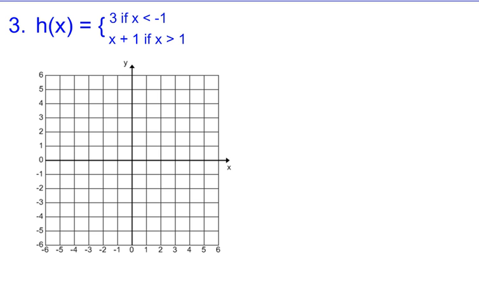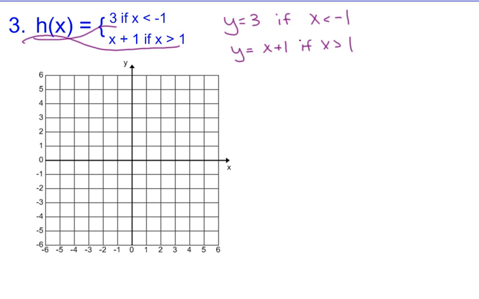Same idea. I'm going to first separate out my first two. So y equals 3 if x is less than negative 1. Y equals x plus 1 if x is greater than 1. So my first line I'm going to graph is y equals 3. Well, we just did one like that, right? That was a horizontal line. So I put my dots all the way across.